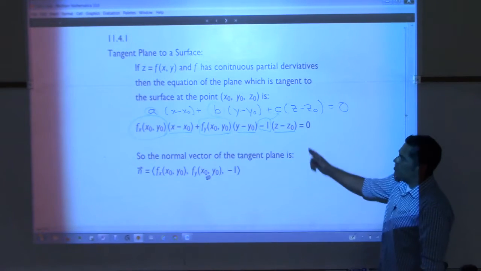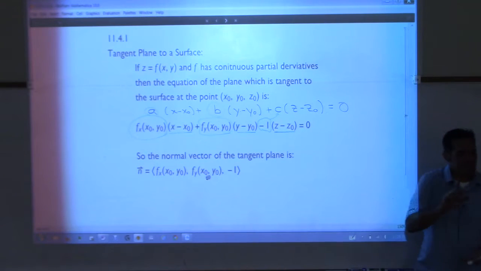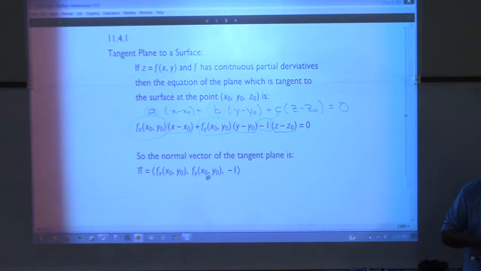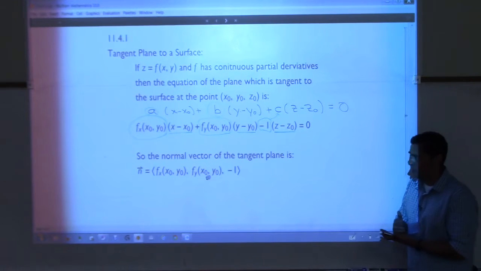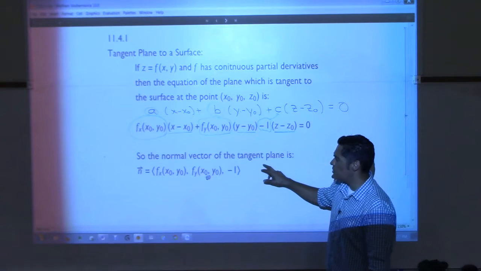Wasn't that the direction vector? A, B, C was the direction, the normal vector. I said direction vector. Normal vector of the plane? Yeah. So that's why I say that right here. The normal vector of the tangent plane.